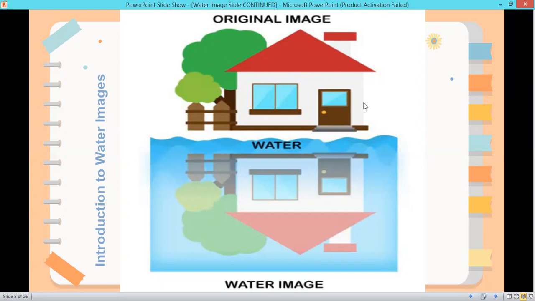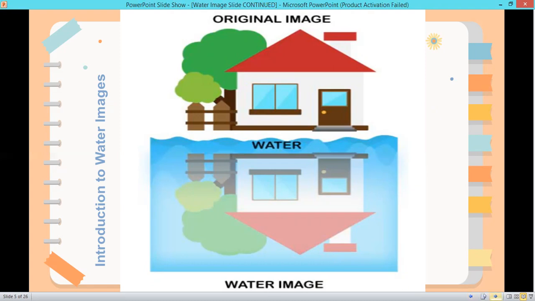So whatever is on the bottom part will become on the top part, and whatever is on the top part will come on the bottom part. But the right and the left will remain unchanged. You can see the right will be same. The right part will be on the right part. Only the difference will be it will be upside down.